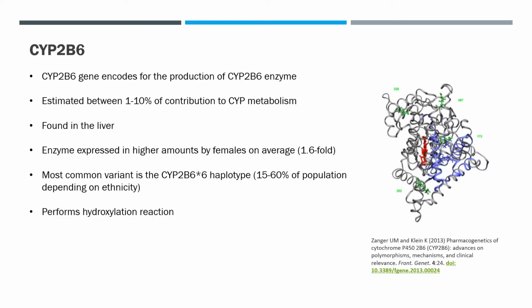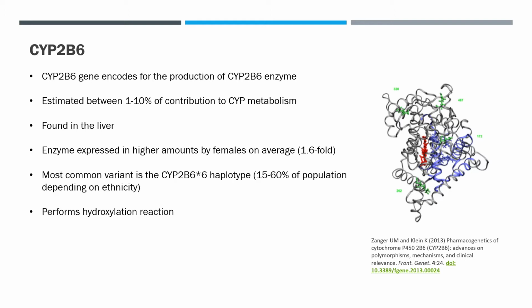So what is CYP2B6? Well, CYP2B6 is a gene that encodes for the production of the enzyme CYP2B6, which is an enzyme of the cytochrome P450 family. In general, this family of enzymes is the most common family of enzymes that we'll see in metabolism. They metabolize most drugs, and they're found in the liver. An estimated 1 to 10% of contribution to CYP metabolism overall is seen by this enzyme, CYP2B6.